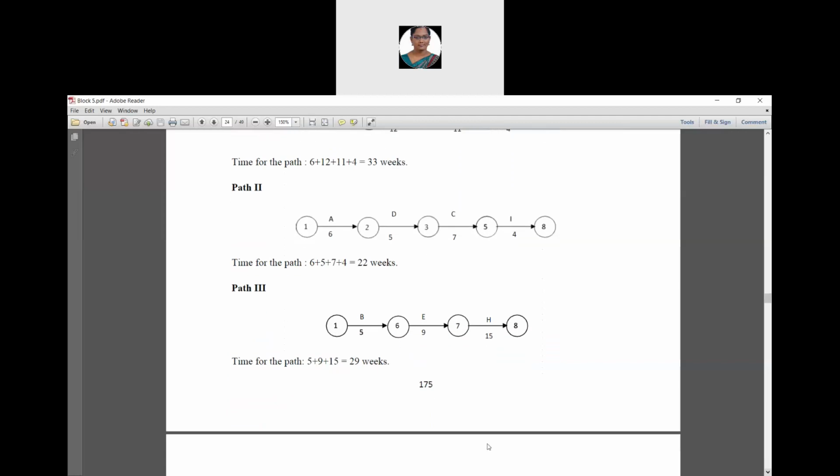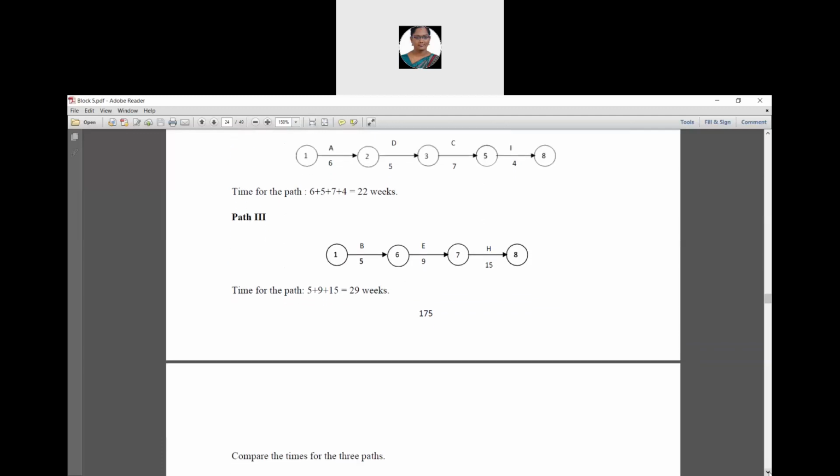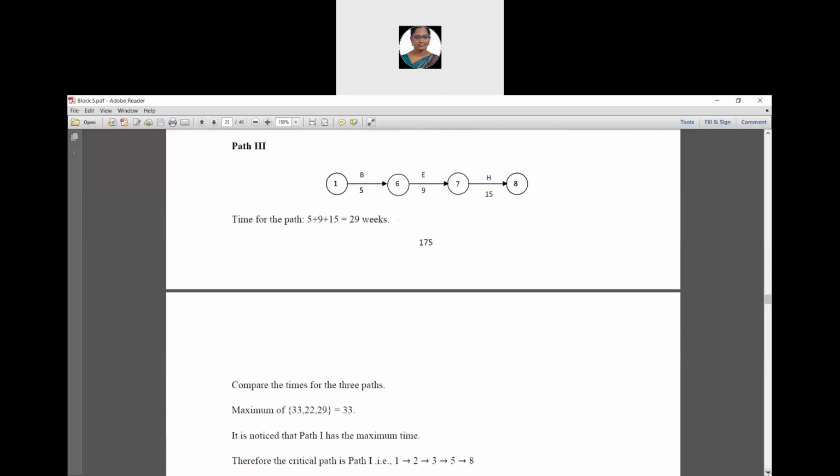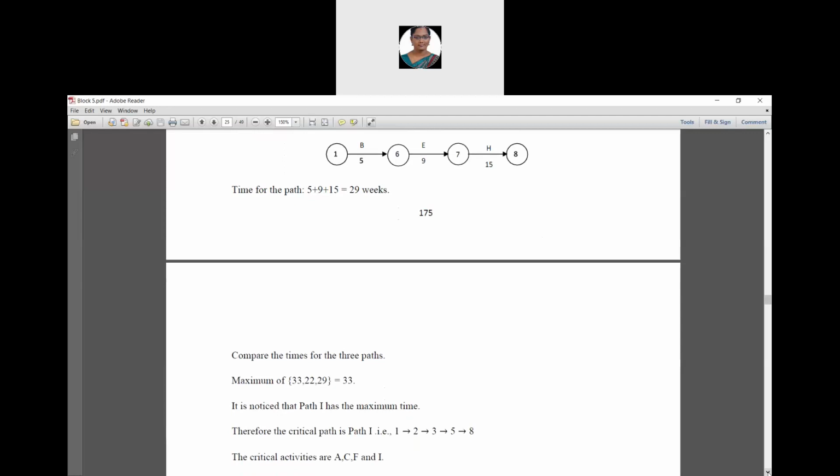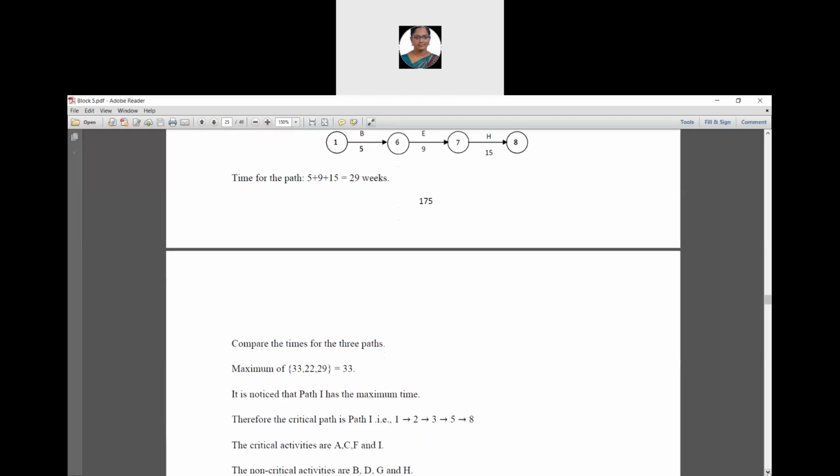Then path 3. 1 to 6 has activity B and its time duration is 5, 6 to 7 has activity E and its time duration is 9, and 7 to 8 has activity H and its time duration is 15. The time for path 3 is 5 plus 9 plus 15. It is 29 weeks.